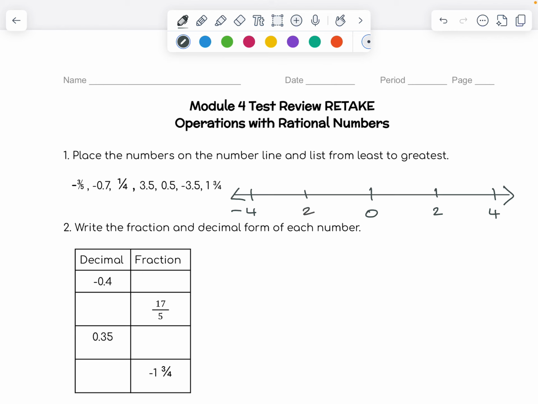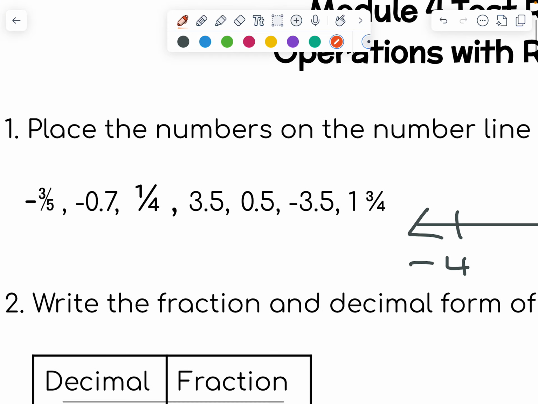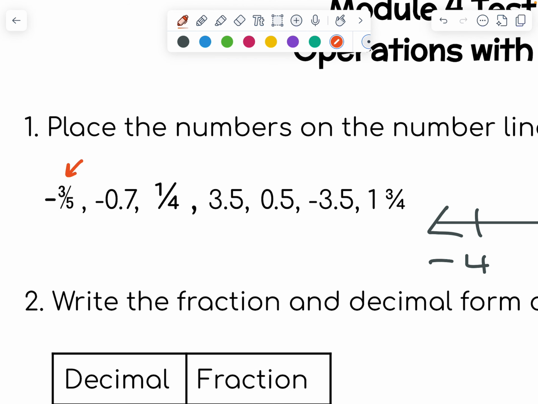All right, so to compare things, it's easiest if you get them in the same form. So let's take a look at these numbers. I know that if I doubled this fraction, wouldn't it be a negative 6 over 10, or 0.6? And if you don't know how to do that, you can always divide 5 into 3. You're going to add a decimal, that whole thing.